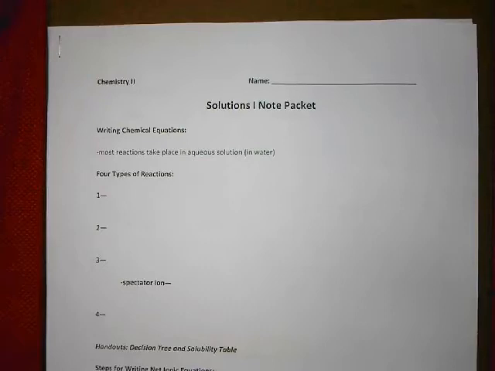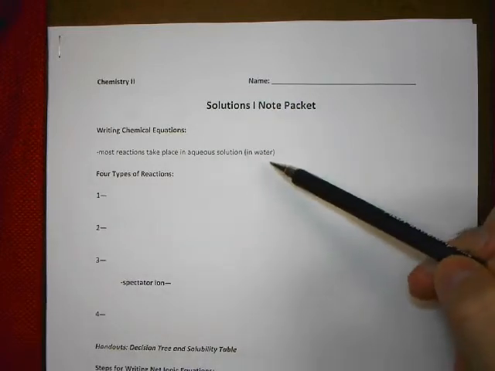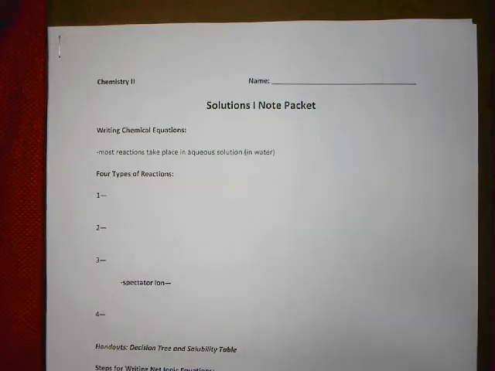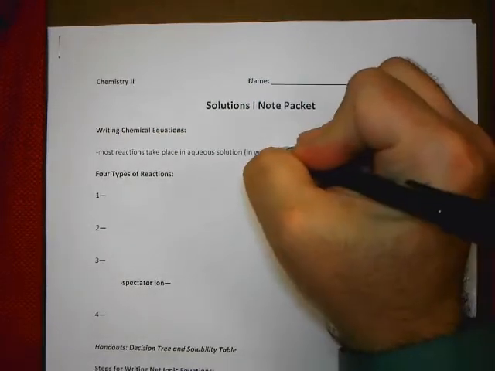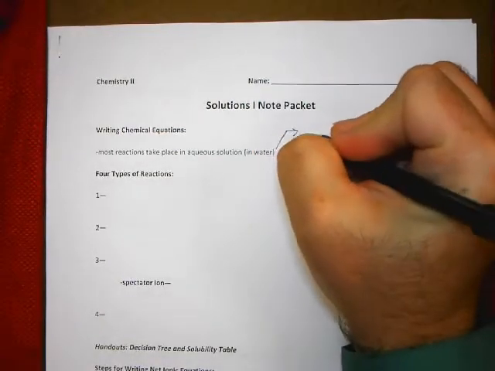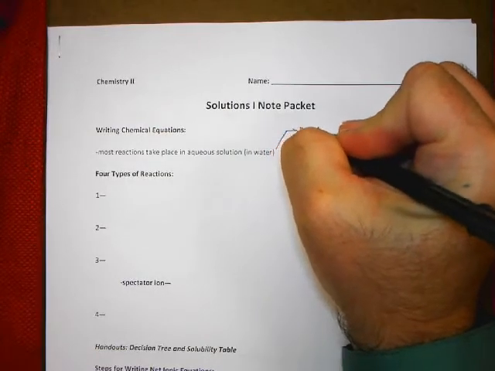This is video 1 for the Solutions 1 note packet. Today we're going to talk about writing chemical equations and the 4 types of reactions. The first thing you can see here is most reactions take place in an aqueous solution, which means that they take place in water. The kind of reaction that we're going to be looking at specifically is double replacement.